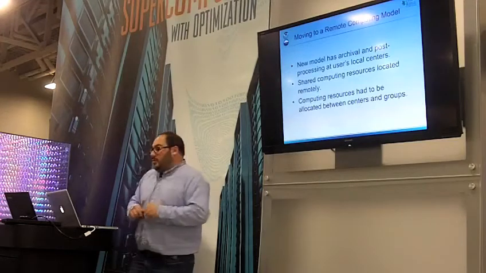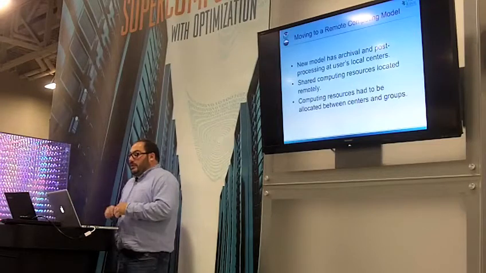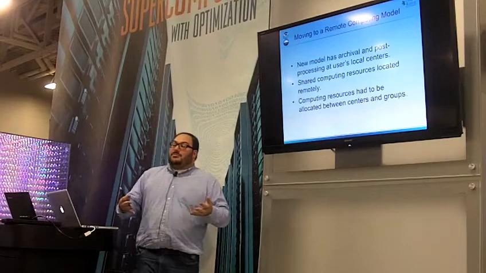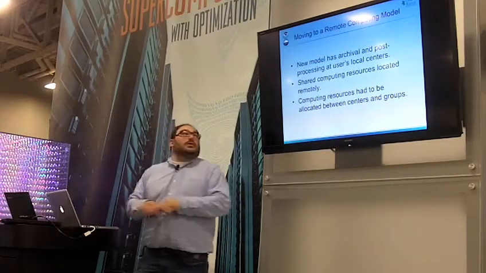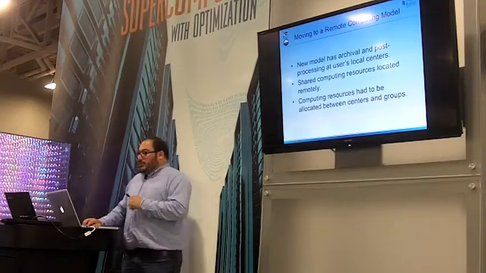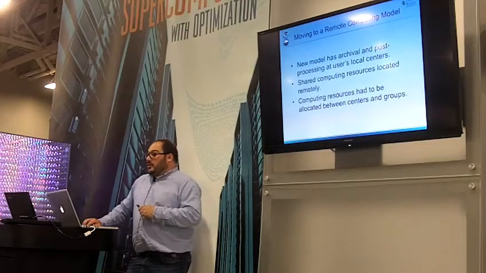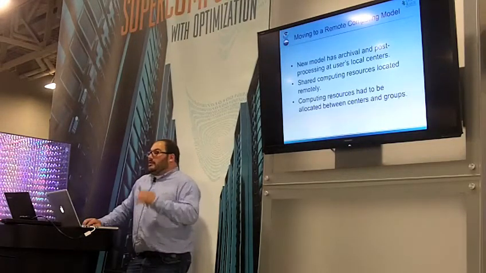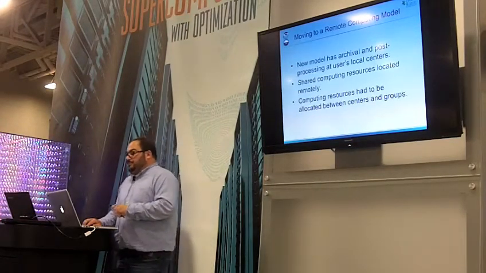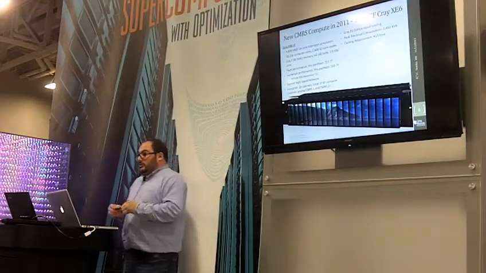So in our new model, we have archival and post-processing centers at the local user center. So we have all the users' archives and post-processing located in New Jersey and Boulder, with our centralized computing in Oakridge. The shared computing resources are located remotely, and we have to allocate now not only across science groups within the center, but across organizations within the R&D infrastructure. And we'll talk a little bit more about that. But first, let's talk about what we have down in Oakridge.